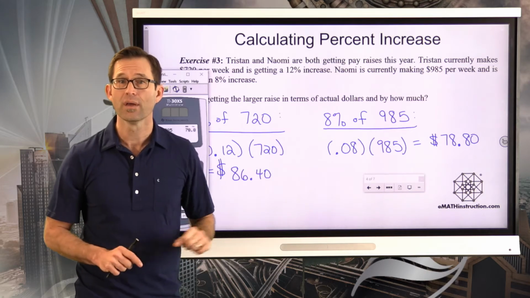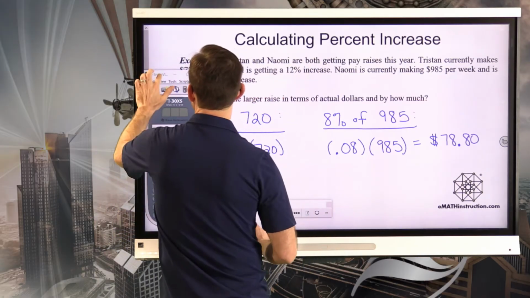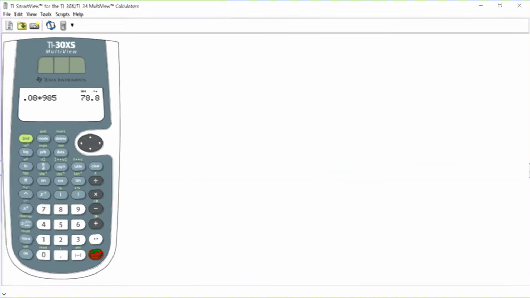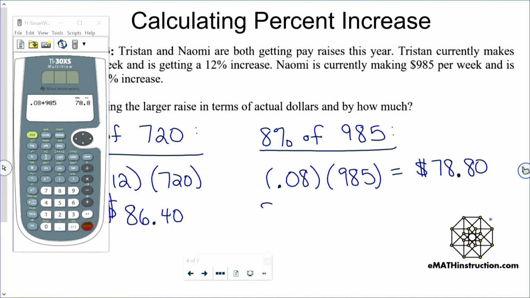larger actual raise. But they also ask by how much, right? And by how much is just going to be subtraction. So what we want is 86.40 minus 78.80. And again, we'll do that on our calculator. Here we go. 86.40 minus 78.80, enter. And that's going to be 7.60.